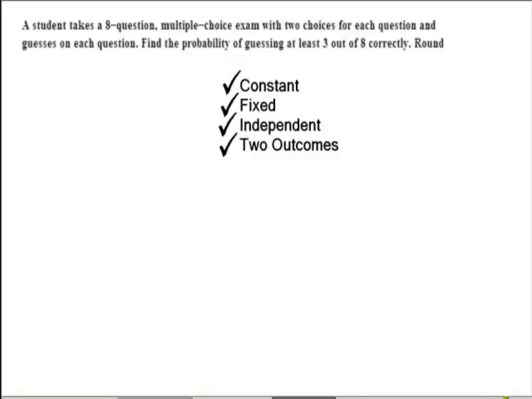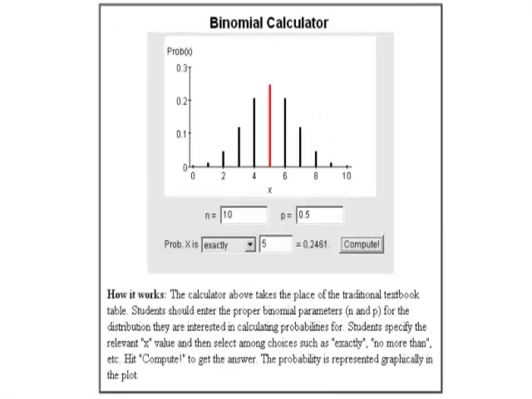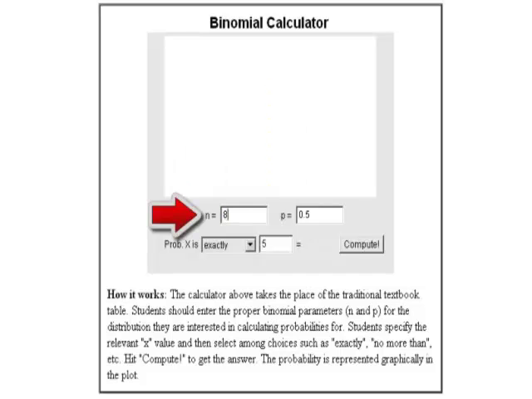To do this problem, instead of using the TI-83, we will use the binomial calculator. Here we have the binomial calculator. The n, in our case, is 8, so we'll change the 10 to an 8. The probability of getting any one question correct is 0.5 or 50%.